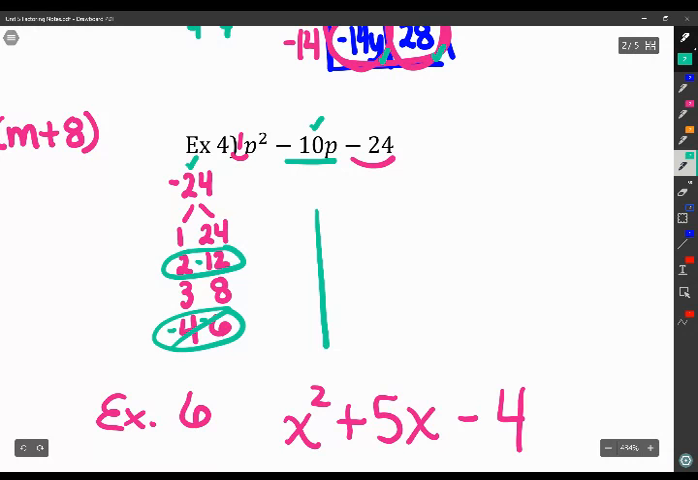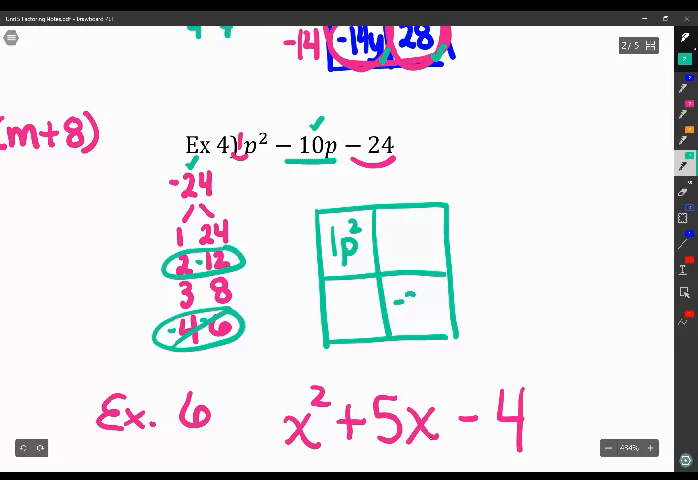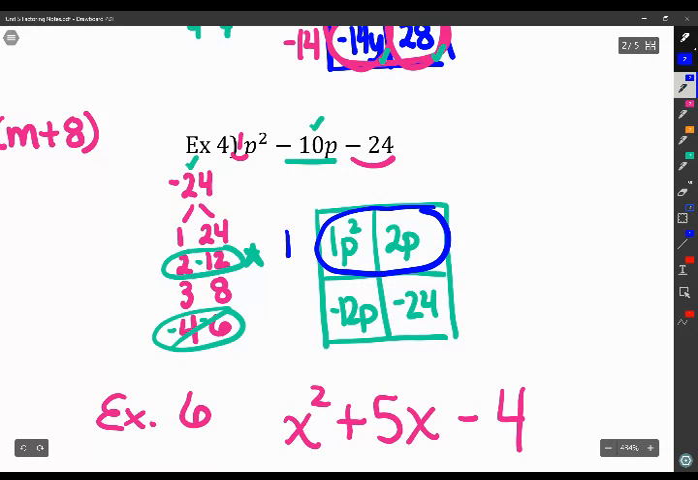And so now I do my box. And same thing. First term goes in the first box. Last term goes in the last box. The pair that I picked, which was this one, goes into the other two boxes. And then we're going to take out greatest common factor. So greatest common factor out is 1p. Greatest common factor out, the negative 12 is your smaller number. Does it divide into negative 24 evenly? And it does, so we write it down.